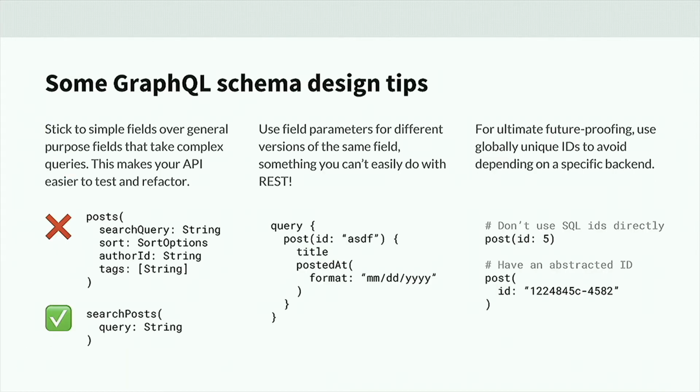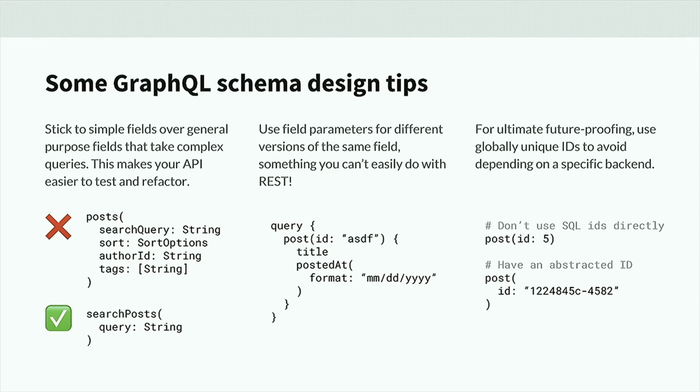So before I move on to the next section, which is how to connect it to real data, some tips for designing your GraphQL schema. The first one is don't overgeneralize your fields. Rather than having huge mega fields that take tons and tons of parameters that are basically a query language all their own, stick to simple fields that do what you need. And if you need to do something more general later, add another field. That's the beauty of GraphQL, is that adding another field doesn't cost you anything. Because when you add a field to a REST API, everyone gets it, no matter whether they want it or not.